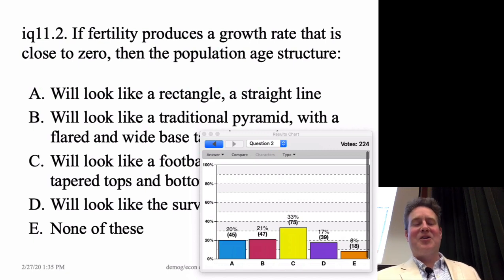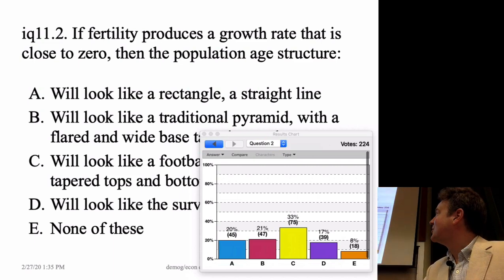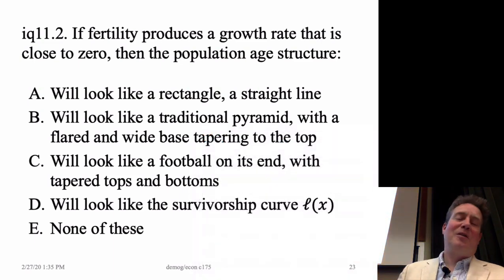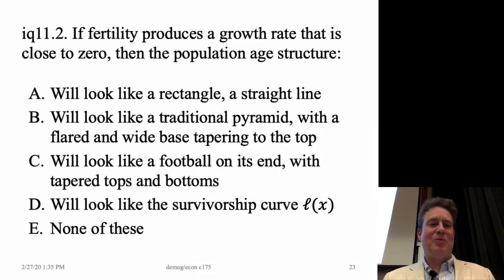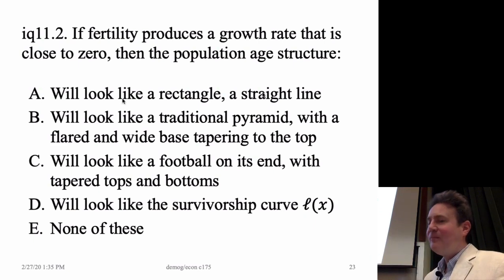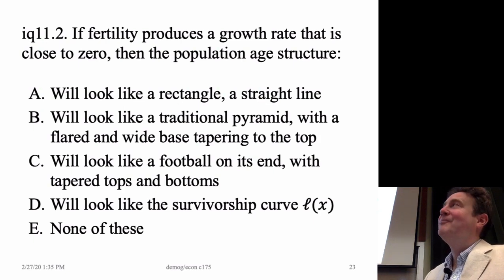I think D is the best answer because of the model that we had in the slides. So if you look back at that, then you will see we're ending up with the survivorship curve if you've got this zero population growth rate. How would you make that intuitive? I'll need to work on that.